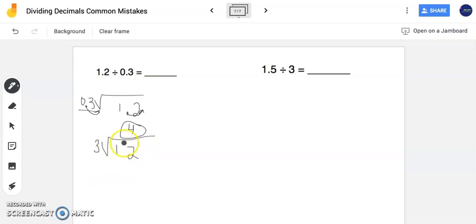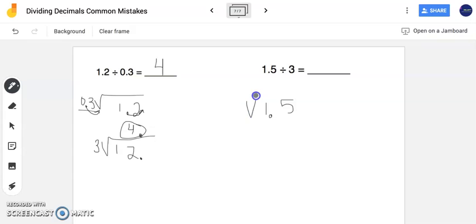Notice I look at my dividend. Was there a decimal point left? Well, technically there is here, so I'm going to move it up here to my final answer. But when we have 4 and then just a decimal point, that's the same as just 4 as your answer. So you're going to see problems like this, but you're also going to see problems like this when you have no decimal in your divisor.